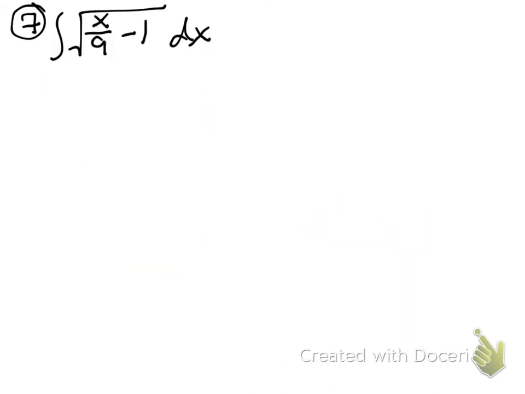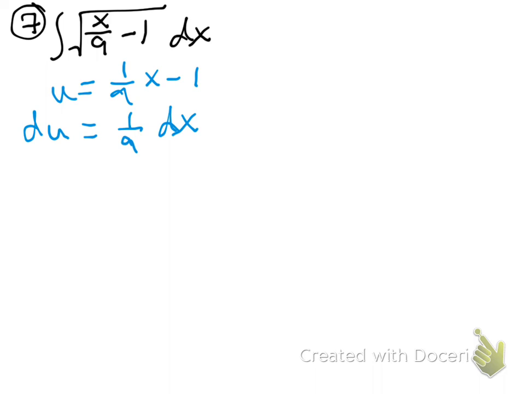All right, you guys, let's do a couple more. With this one, of course, I have a function within a function. I'm going to make my u value be equal to 1/9 x minus 1, which is what's underneath the radical. I'm going to take the derivative. So du is simply just 1/9 dx. To get rid of this, I would divide both sides by 1/9, which actually is the same thing as multiplying by 9. So I'll cross that out and move a 9 on the outside.